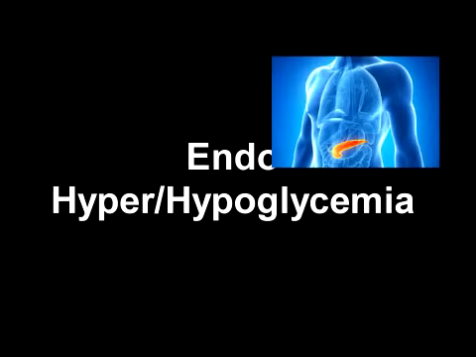Let me say it again. Dawn phenomenon is due to relative insulin deficiency, whereas Somogyi effect is due to insulin excess. They both present with elevated blood sugar in the morning. How do you tell them apart? Because one person needs less insulin, the other needs more insulin. If you give the wrong person the wrong insulin, you will kill the patient.